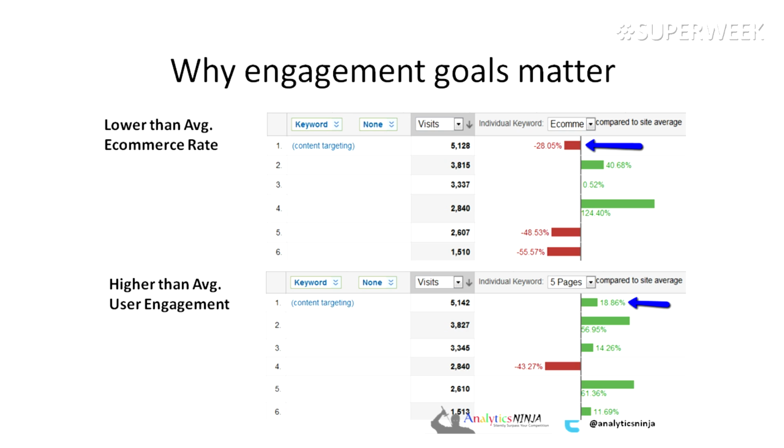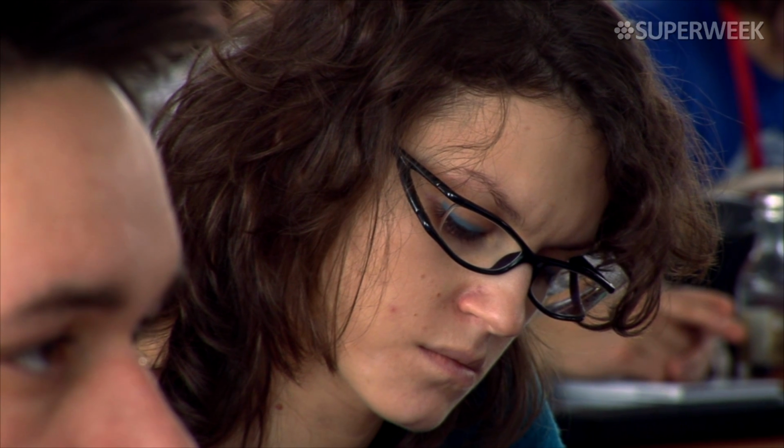Something you may have noticed in my custom reports is that I mentioned things like pages per visit and time on site. And we call these engagement goals. It's just a term that they use in the industry. It's a very loose term, right?